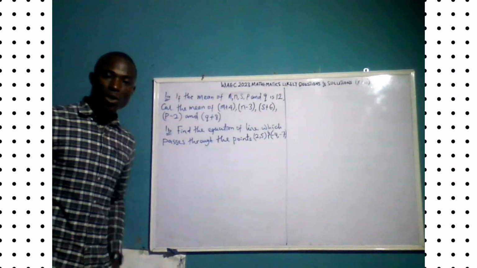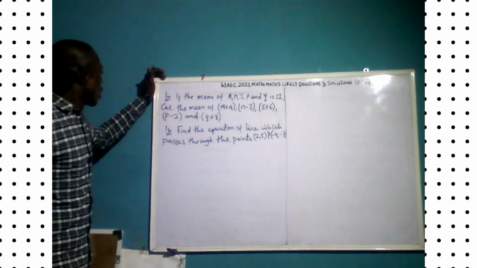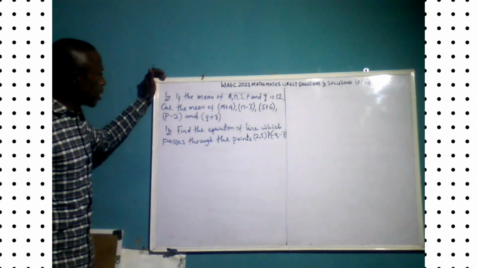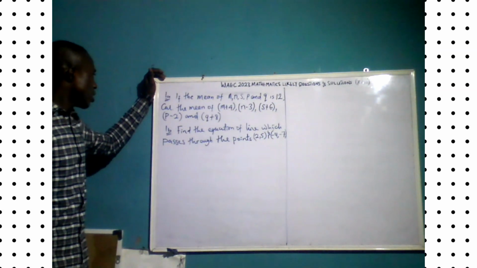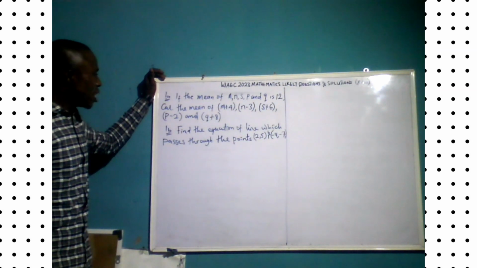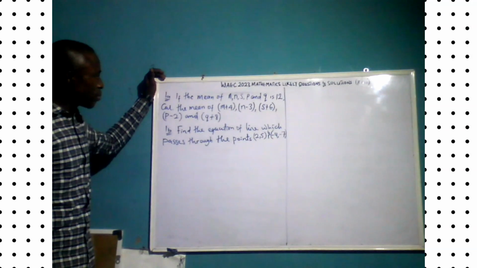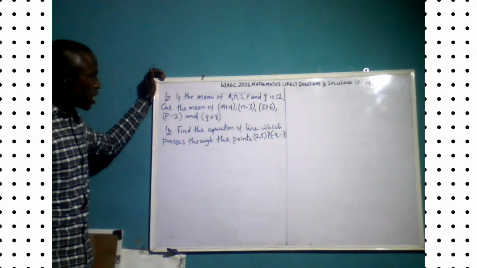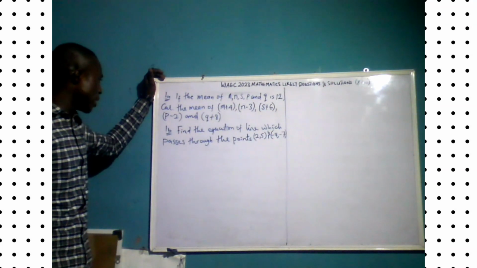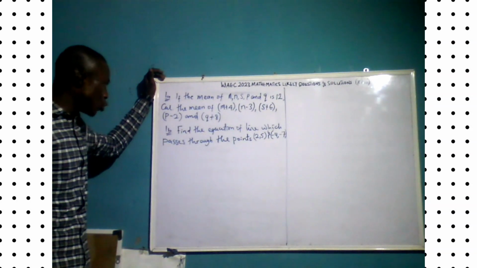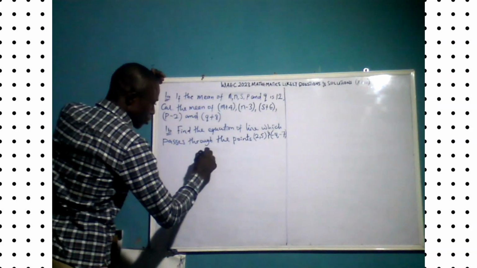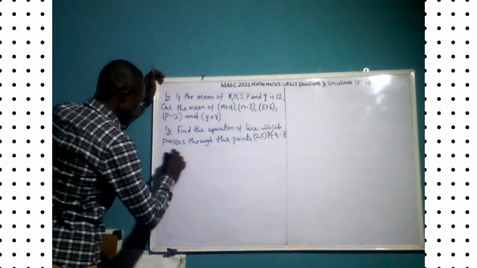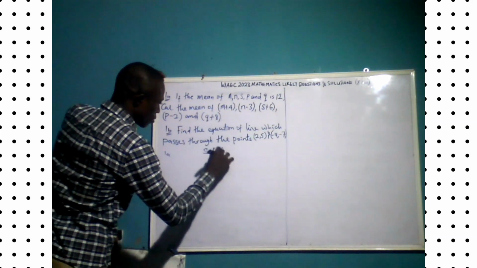Now let's take question number 1A. If the mean of m, n, s, p, and q is 12, we have to calculate the mean of (m plus 4), (n minus 3), (s plus 6), (p minus 2), and (q plus 8). Okay, let's have the solution to this 1A.